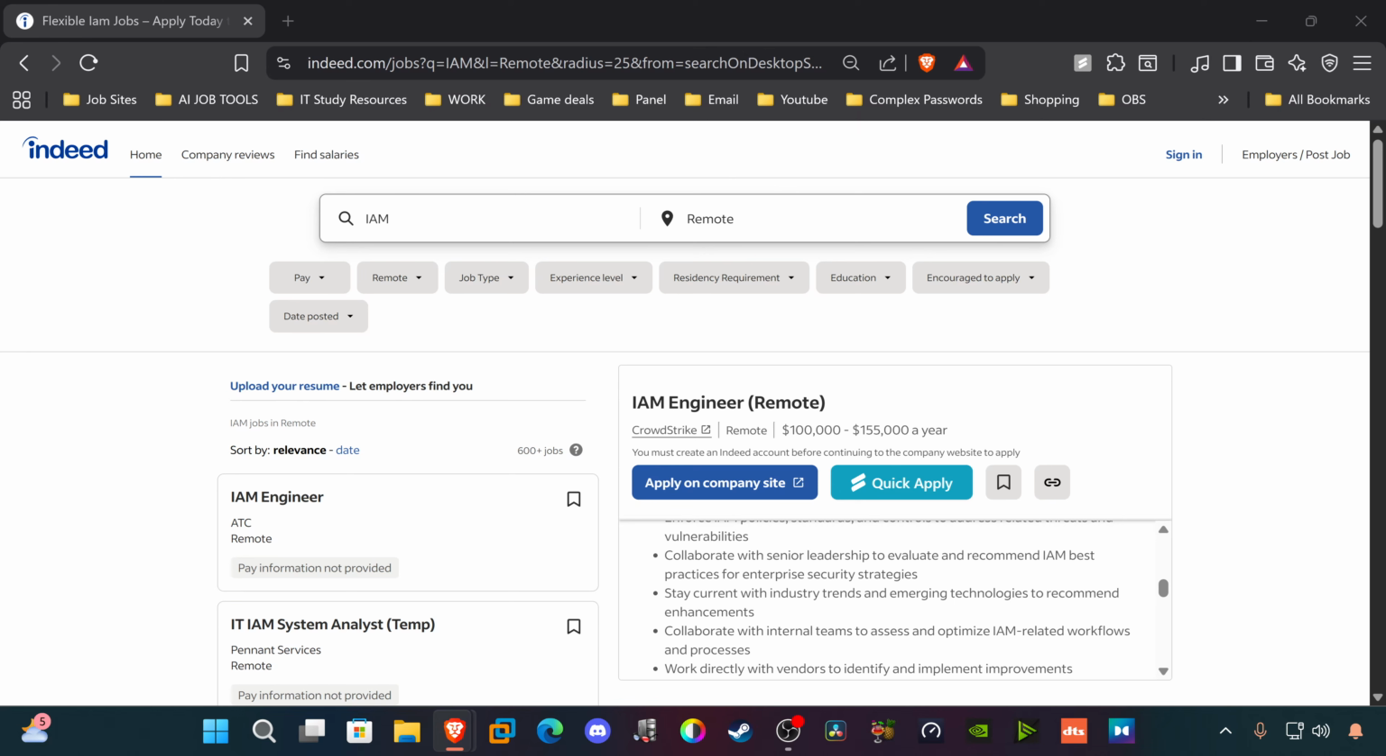Next, you have to prove you really are Joe. That's authentication. You might need to type in a password, like a secret code only you know. But even better, some systems now ask for a second thing, like a code sent to your phone or a fingerprint scan. That's called multi-factor authentication, and it makes it much harder for someone else to pretend to be you.